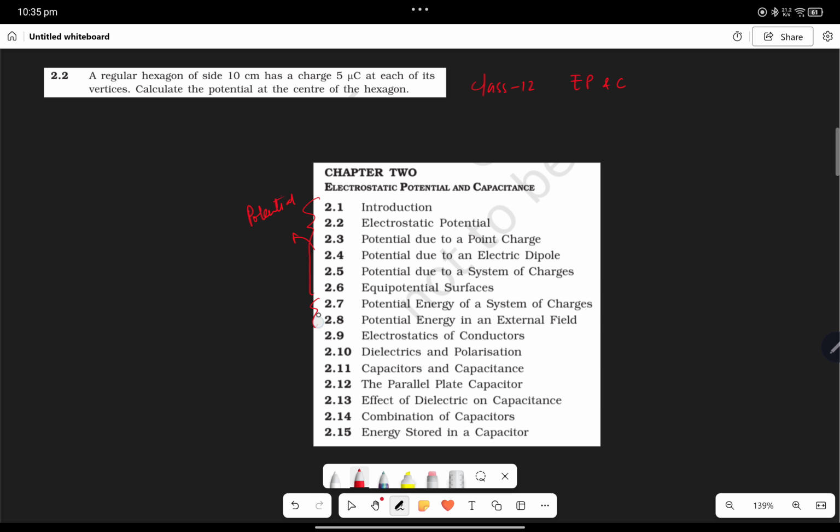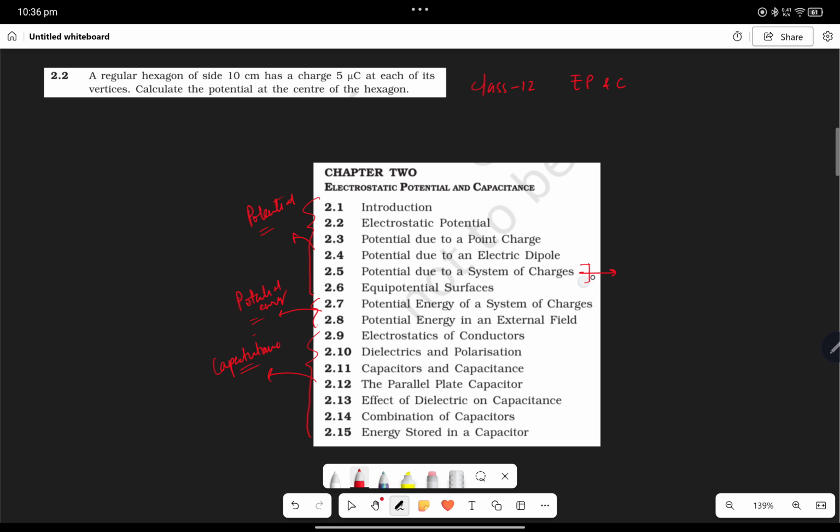Then in the second section we study about potential energy, and then at the end of this chapter we study about capacitance. So these are the three topics in this chapter, and in three sections it is going to be finished, right? And particularly this question: a hexagon having a side of 10 centimeter, with a charge of 5 microcoulomb at each vertex, and they have to calculate the potential at the center, right?